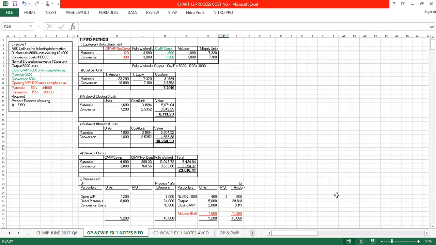So remember, in the FIFO method, opening work in progress not completed, you start with opening. In average, there is an average. So opening work in progress FIFO, opening work in progress not completed, add fully worked. How do we get fully worked? Fully worked is output minus opening work in progress.